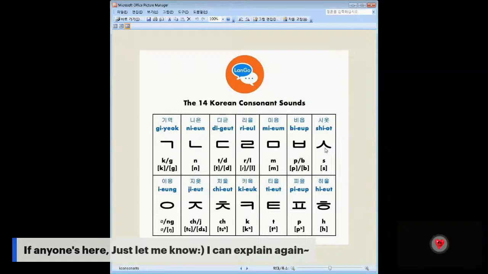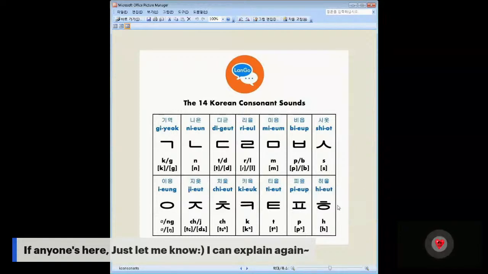We don't do this preparation. I think in English you guys have some preparation, but we don't. We just go very soft. 시옷. I think that's why there's H in their name. 시옷, 시옷.